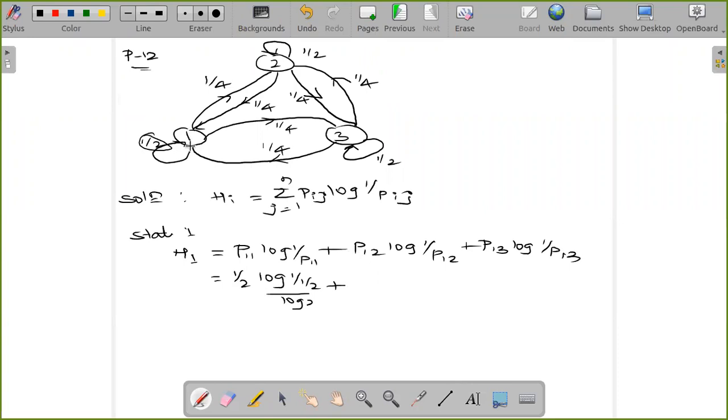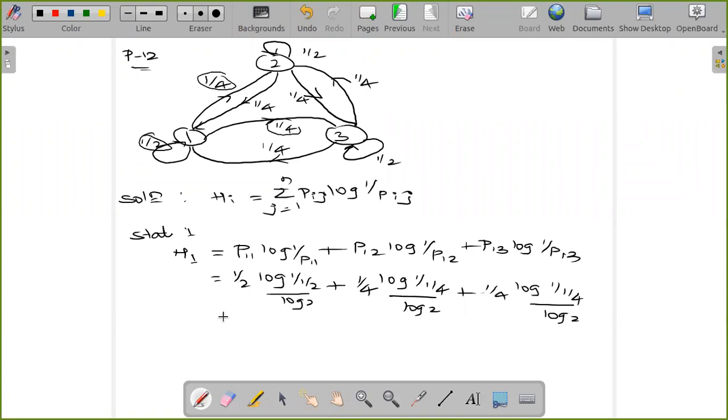As I said, 1 to 2 is nothing but the connection from state 1 to state 2, with the probability of 1 by 4. So I'll take P12, which is 1 by 4 log 1 divided by 1 by 4, divided by log 2, plus P13. Again there is a connection here from 1 to 3 with the probability of 1 by 4, so 1 by 4 log 1 divided by 1 by 4, divided by log 2.